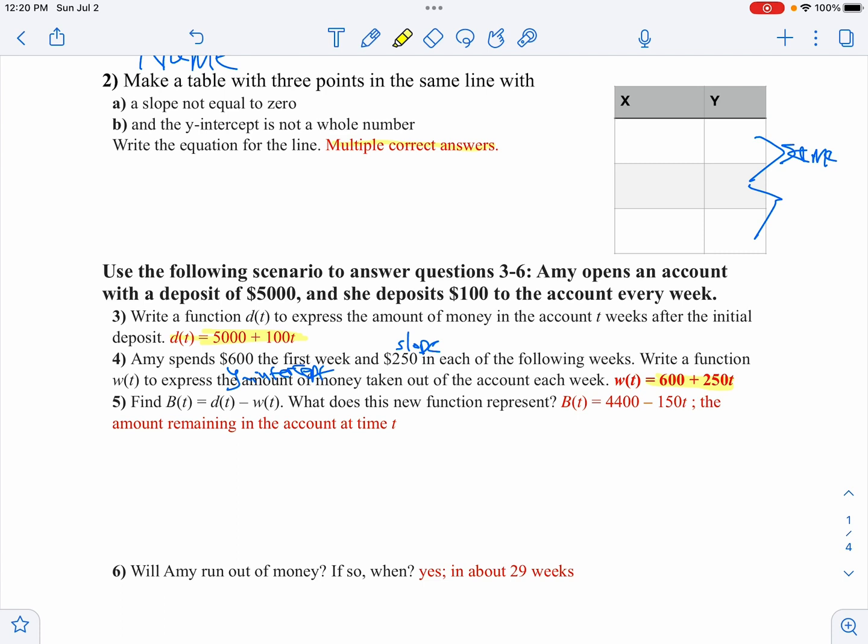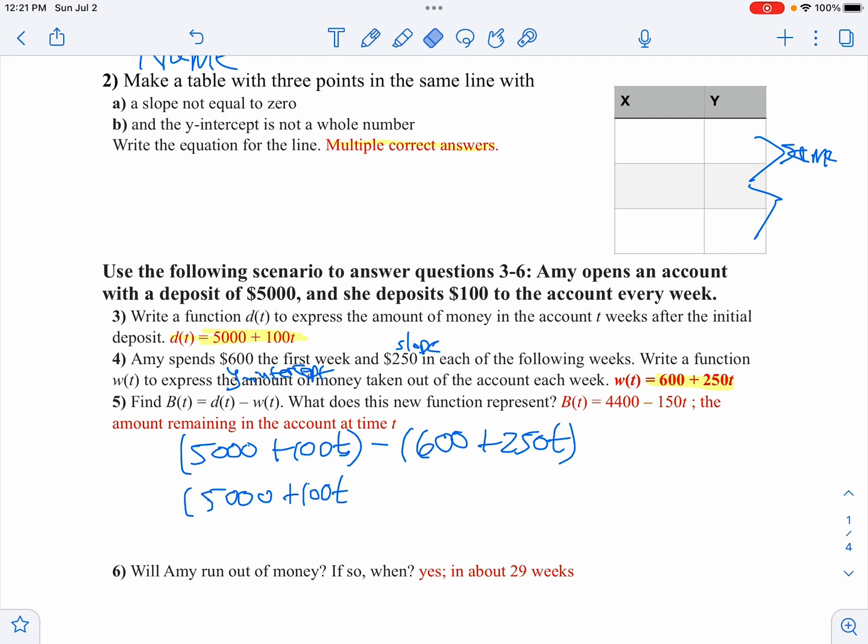Now, to find out how much she actually has in a bank account, we're going to subtract these two. So we're going to say 5,000 plus 100t, that's how much she's going to deposit. And we're going to subtract off her withdrawals, which will be 600 plus 250t. And then we'll just combine our like terms. Remember, distribute that negative, so you get 5,000 plus 100t.